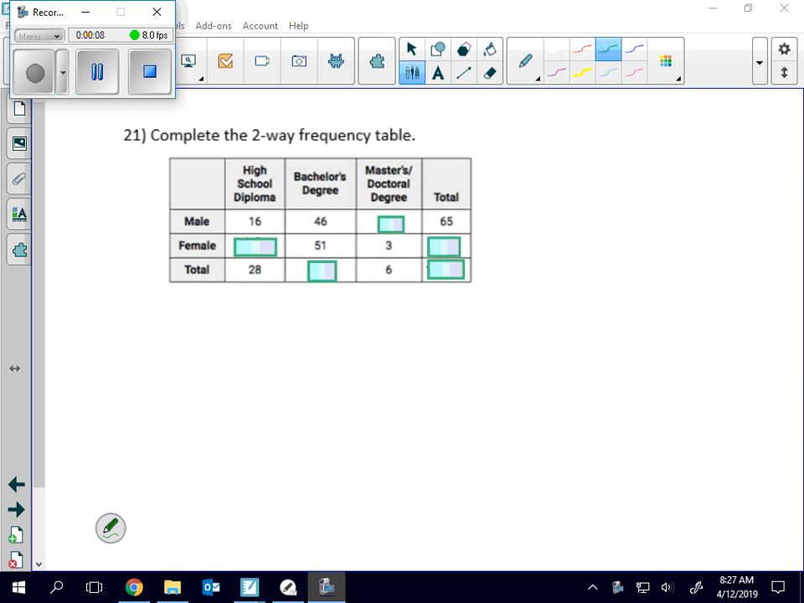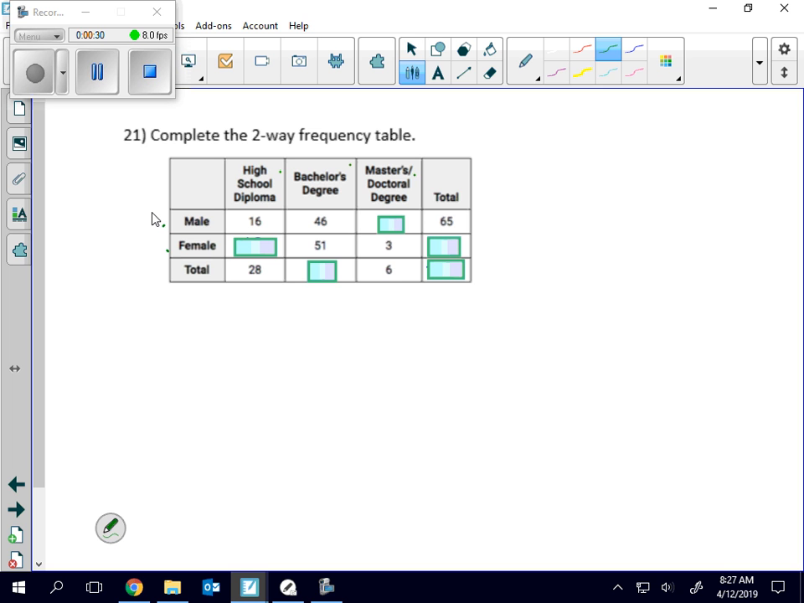21 says complete the two-way frequency table. So notice we're talking about if somebody is male or female, and we're talking about how much schooling they had. Did they have a high school diploma, or take it further for a bachelor's degree, or get a master's or doctoral degree? And we've got to fill in the table.